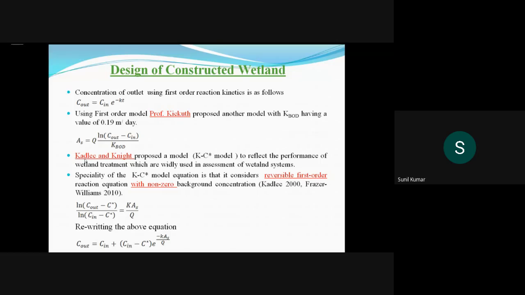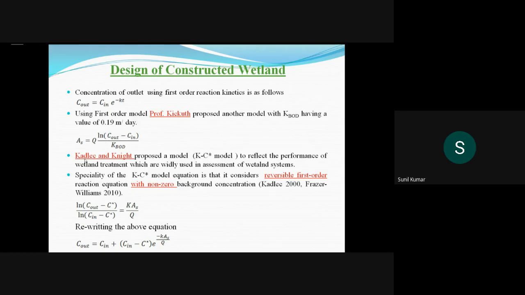What is the differentiation between these two formulas? The Kadlec and Knight formula considers some background concentration. If you consider the constructed wetland as a reactor, it has continuous flow. The inflow in the range of 200 will be continuously entering, and at the discharge point the treated water achieves a BOD of 30 ppm. So there will be a continuous inflow of BOD, and there will be a background BOD also.